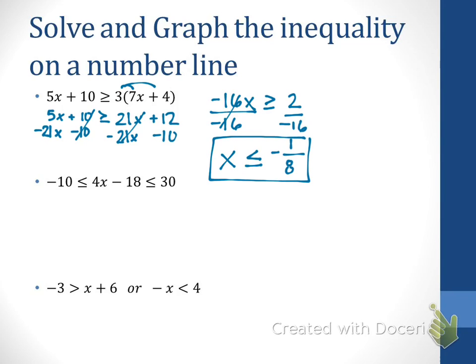And now what I'm going to do is I'm going to have to graph this. So I'm going to do negative 1/8 in the middle, because that's the number I'm dealing with. Then what is a number smaller than negative 1/8? Negative 1. What's a number larger than negative 1/8? 0. You can do it like that, or you could do negative 2/8 and then 0. Either one, that'd be fine. Okay, negative 2/8 would be smaller.